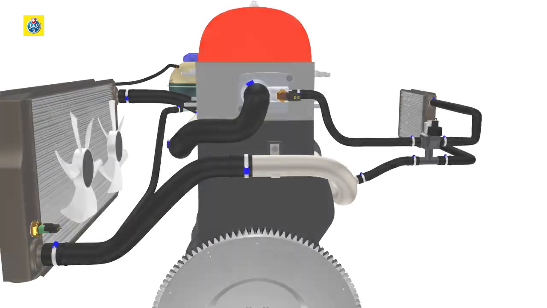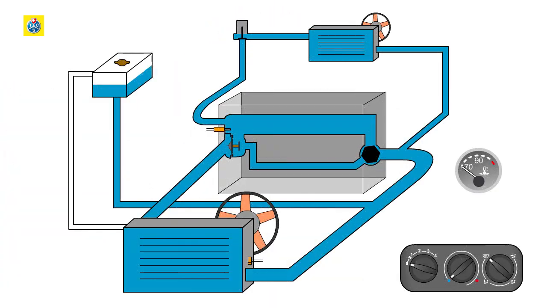The cooling circuit is shown schematically below. Rapid rise in engine temperature due to a small amount of coolant circulating inside the engine. The thermostat opens the large cooling circuit and simultaneously closes the small cooling circuit. The coolant now flows into the radiator and a small amount into the expansion tank.